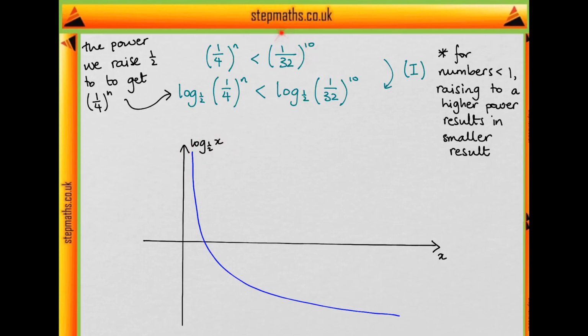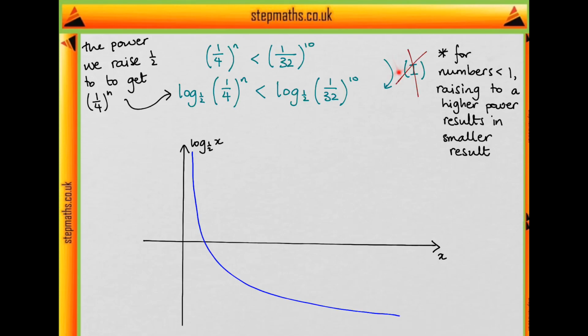But then we've got that 1/32 to the 10 is greater than 1/4 to the n. Therefore, because of this inverse relationship, log base a half of 1/32 to the 10 should be smaller than log base a half of 1/4 to the n. But here we've got the inequality saying that this is bigger, so this inequality is wrong. And this step that the student made is invalid.